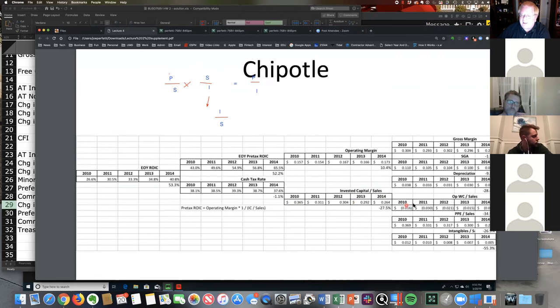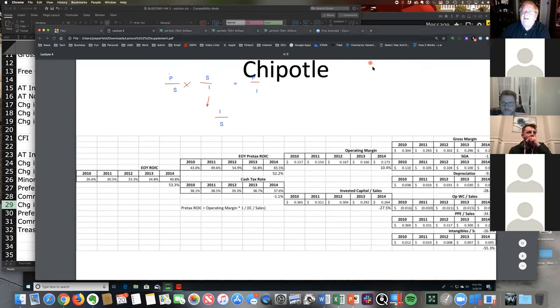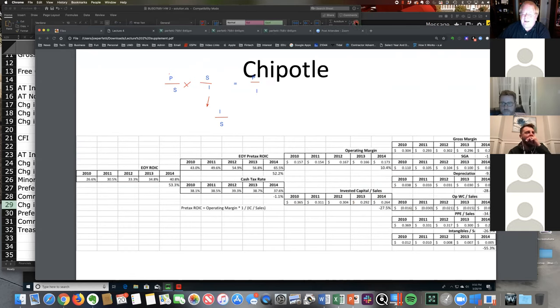Now, Chipotle has negative working capital because they basically owe their suppliers a lot of money and they don't really have accounts receivable. So they went from having negative 1.6 cents of investment to negative 1 cent of investment, which actually suggests that Chipotle is spending some money.